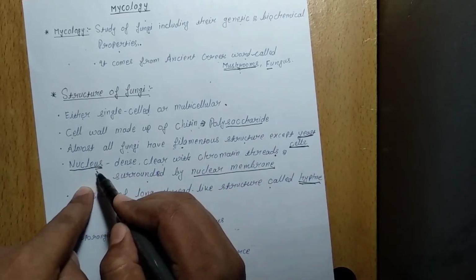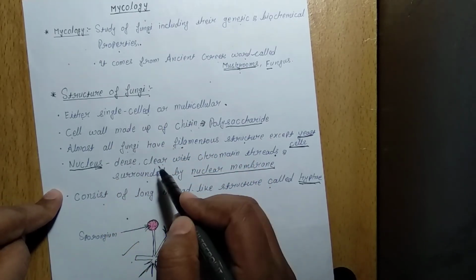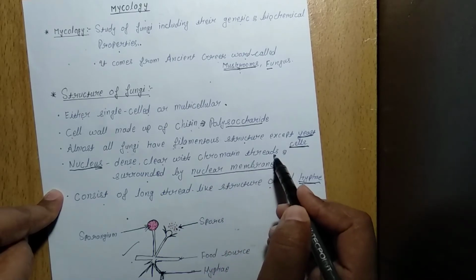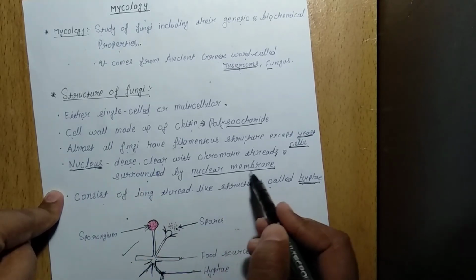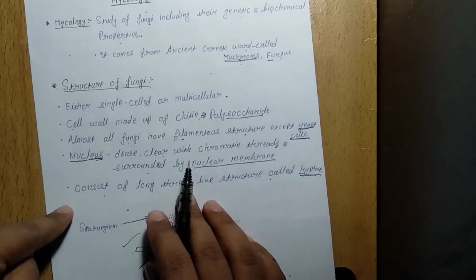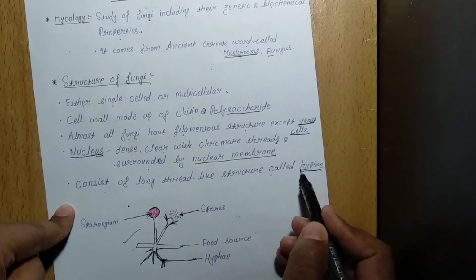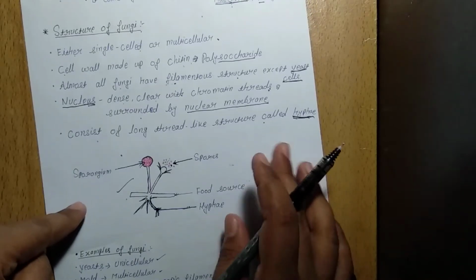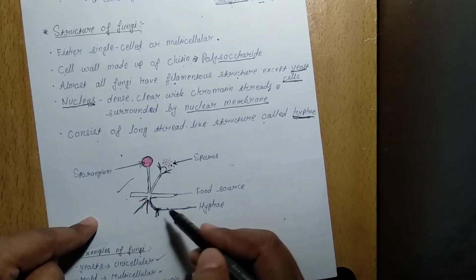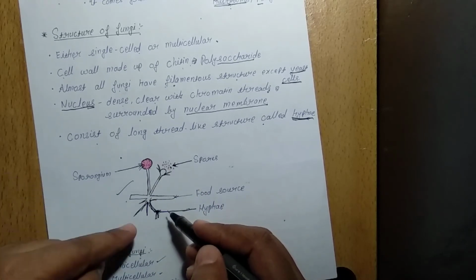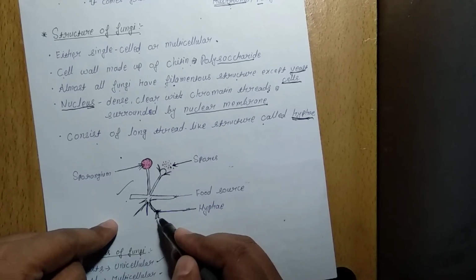The nucleus is also present in the fungi, which is dense and clear, with chromatin thread-like structures. The nucleus is surrounded by a nuclear membrane. The fungus consists of a long thread-like structure called hypha. Here is a simple structure of the fungi, so I want to discuss a little bit about the fungi in this diagram.